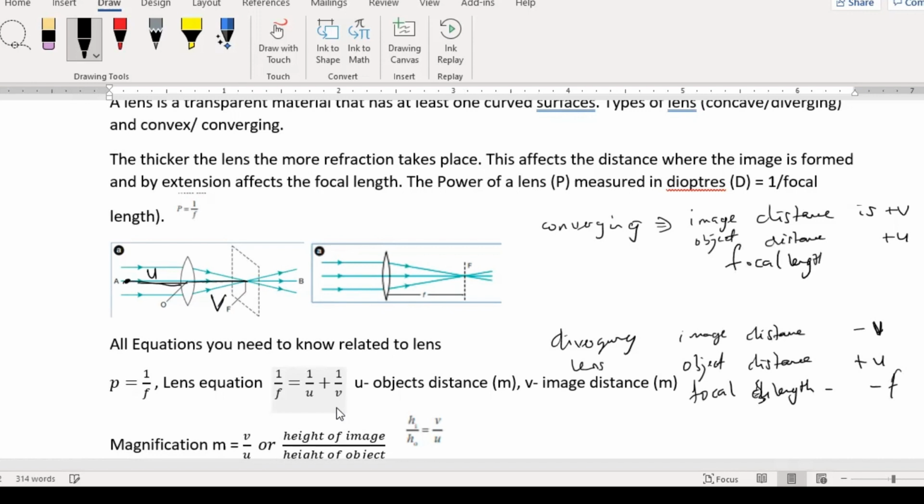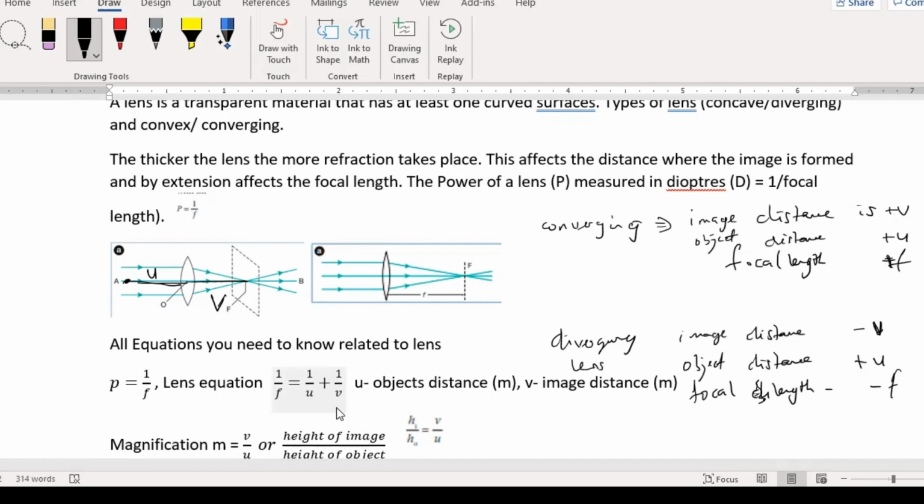Focal length is positive. All right, that's always the case. So in essence, you could almost say that for converging lenses, all of those parameters are positive, and you can also talk about the height and so on as well. So the heights would be positive.